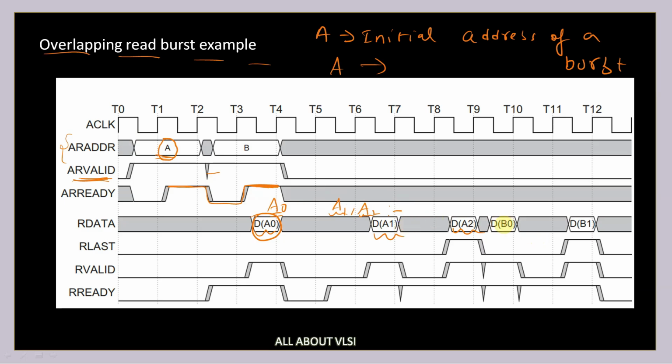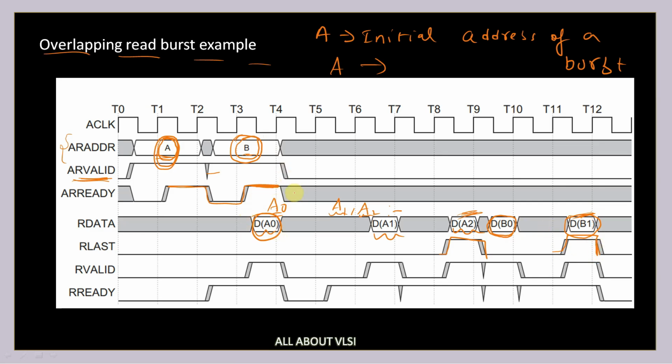And next, the slave is going to send the data which corresponds to B0 and B1. So the master has sent an initial address B, and from this initial address, the slave has calculated the address B1. And here if you can see, R last is made 1. That means for the transaction A, which corresponds to address A, this is the last data item. And for the second transaction, which corresponds to address B, this is the last data item. Using this R last, the slave signals the master.